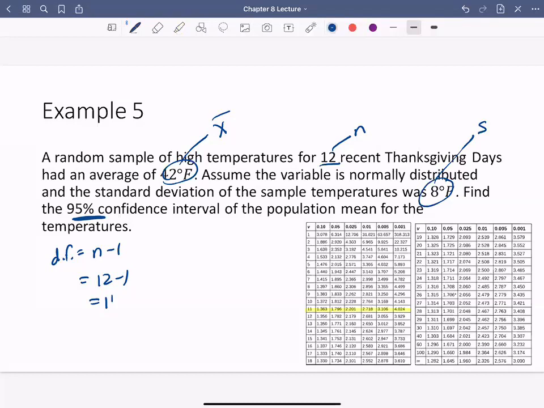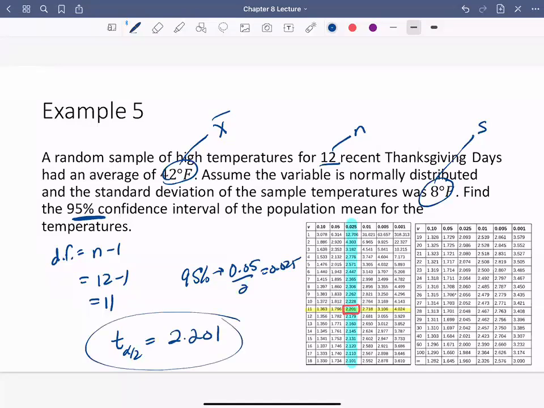And then next, we're going to look at the 95%, which if you recall, what's left is 0.05. We divide that by 2 and get 0.025, which gives us this column right here. So our t value, our t sub alpha over 2, equals this 2.201. So there's our fourth value that we need in order to find our confidence interval.